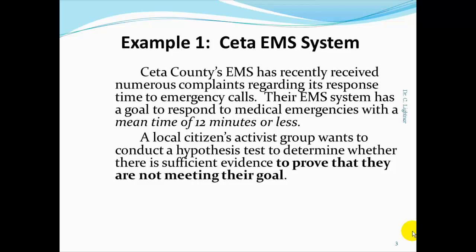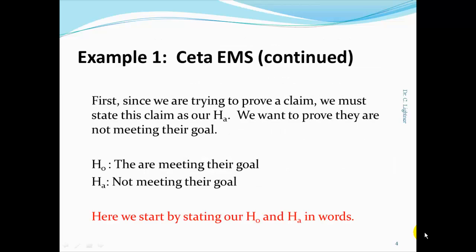For this case, let's focus on the fact that we are trying to prove a claim to be true. Recall from the Introduction to Hypothesis Testing section, if we want to prove that a claim is true, we must state that claim as our alternative hypothesis. Here we want to prove that they are not meeting their goal. I always suggest that we start by stating our claims in terms of words and then putting them in terms of their statistical measures. This will help you in the last step, state your conclusion in layman's terms.